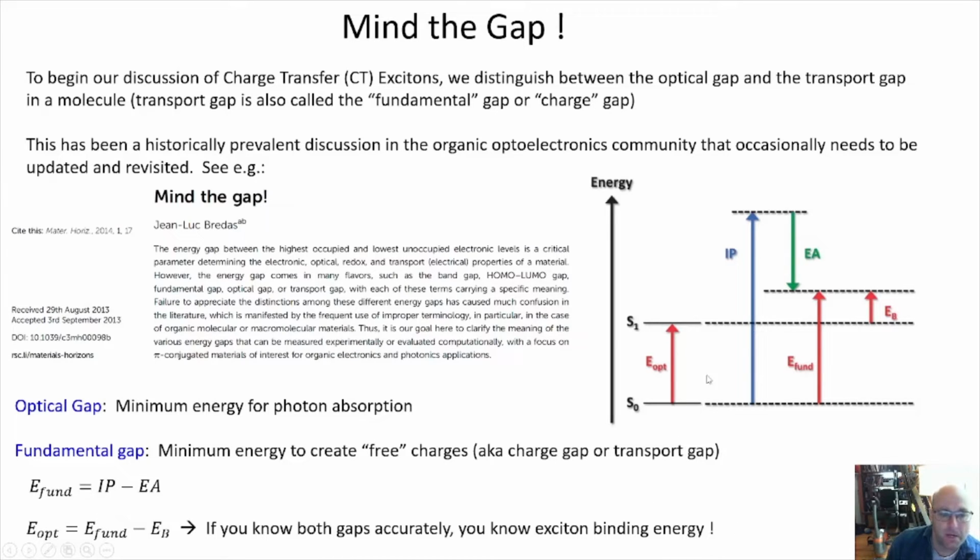I think it's a big if to know the fundamental gap for many interesting organic optoelectronic materials. It's actually not as easy as it seems to just measure IP and EA, even though conceptually they're very simple quantities.